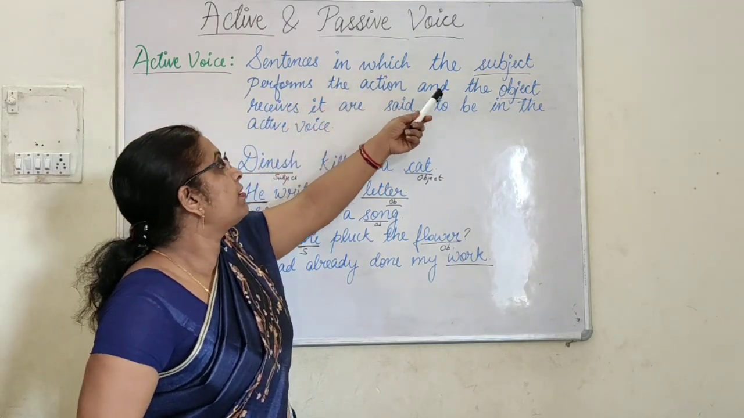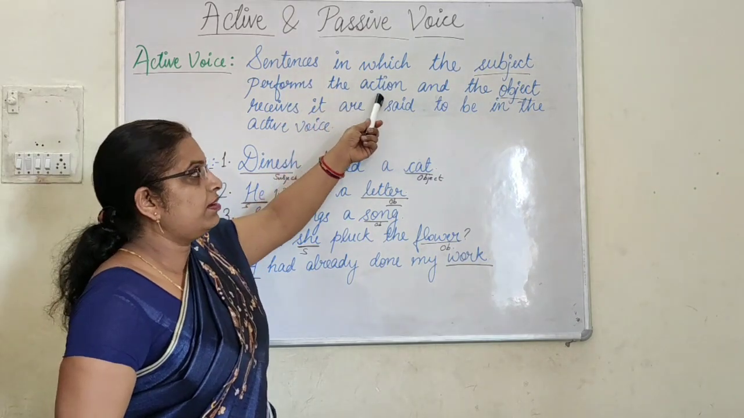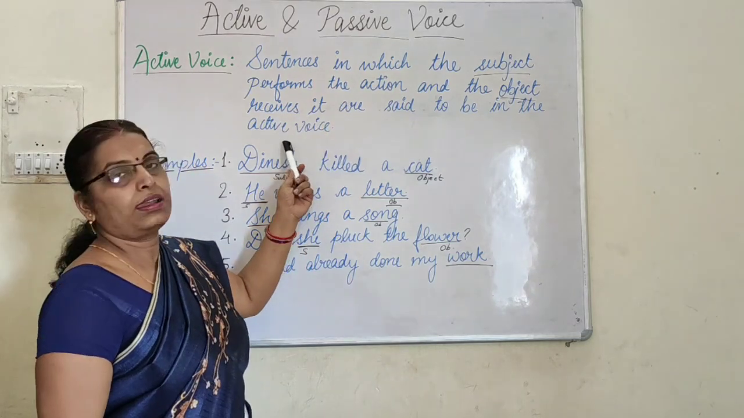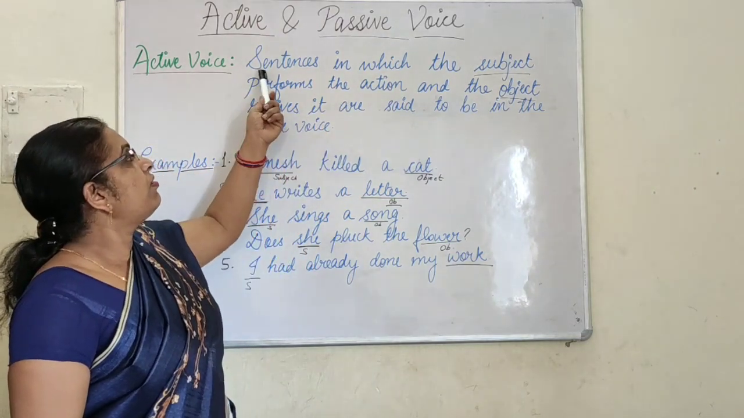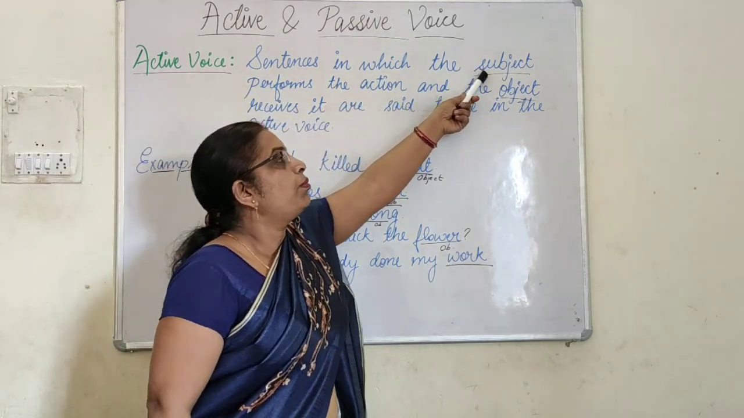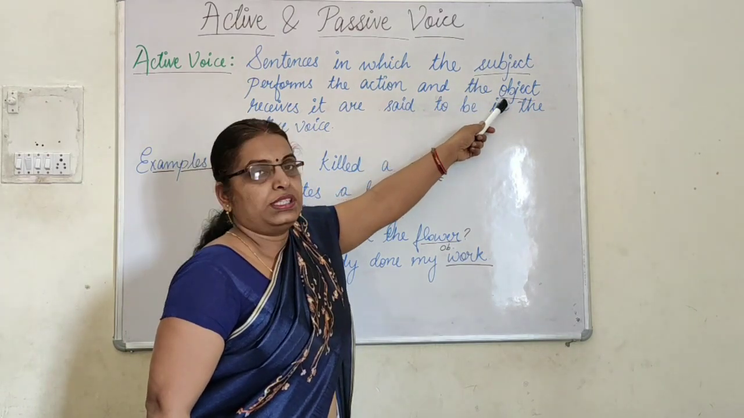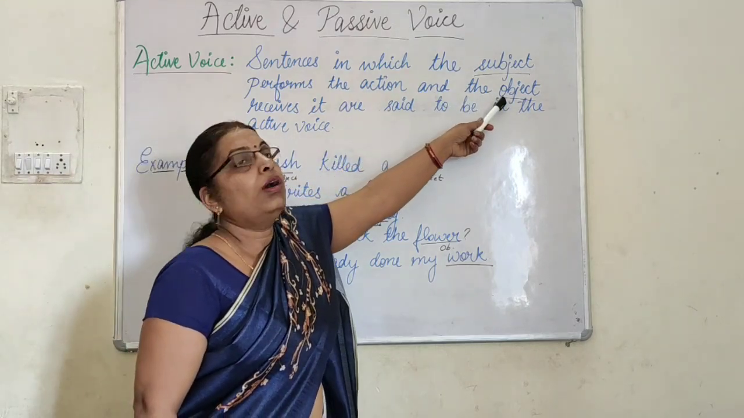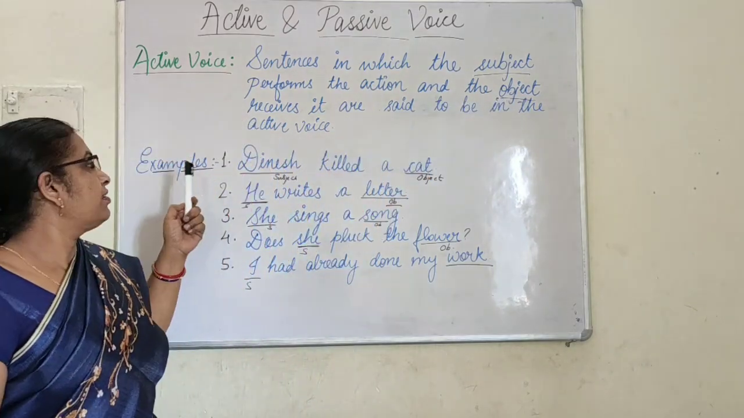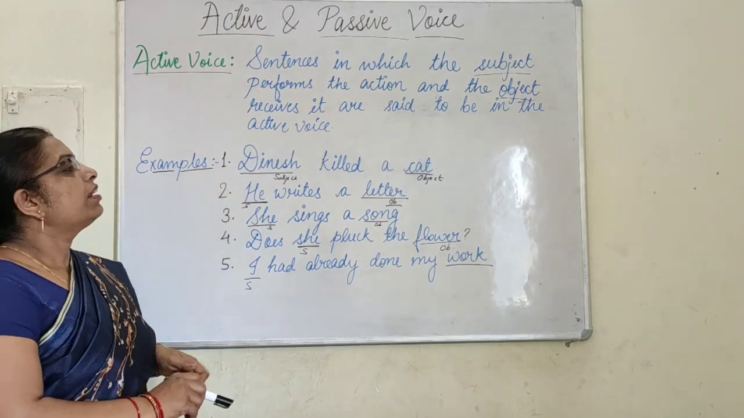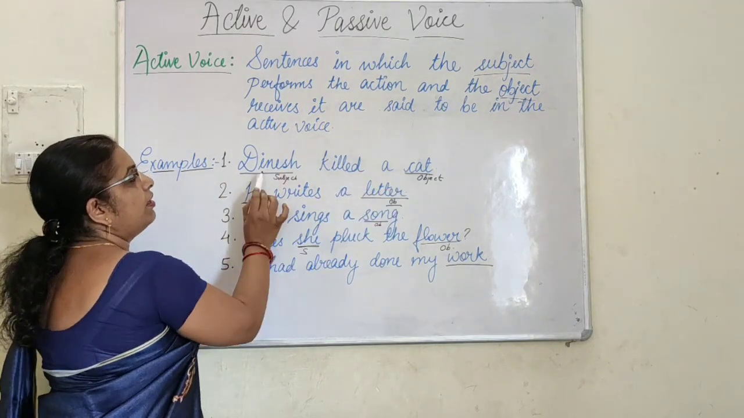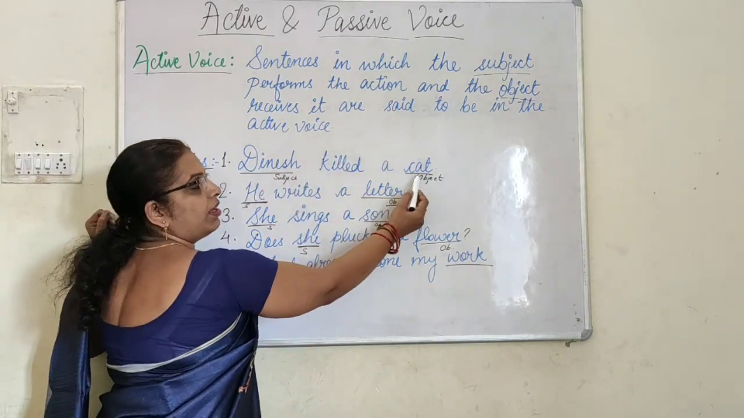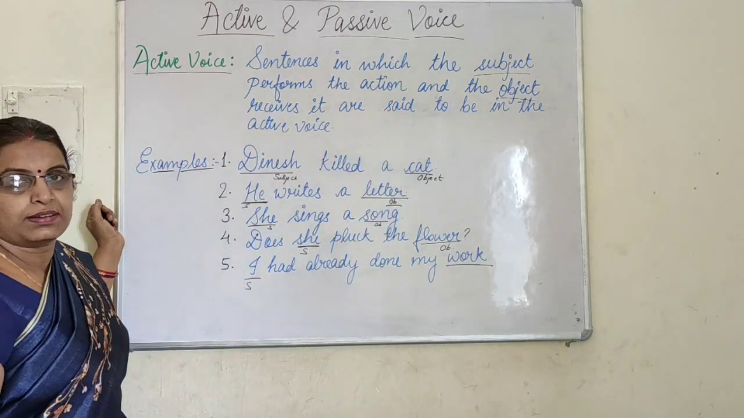Sentences in which the subject performs the action and the object receives it are said to be in the active voice. See what is done. Subject is performing action on the object. Subject is the main doer and work is done on the object. You can see in the example, Dinesh killed a cat. Dinesh is the subject and work is done on cat, it is the object.